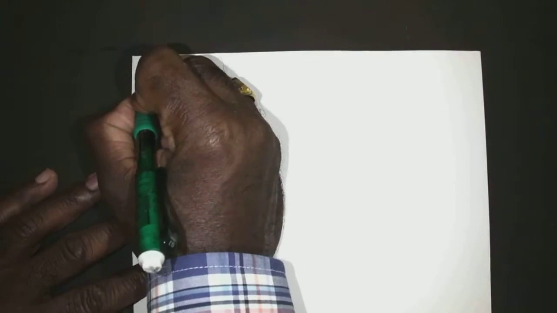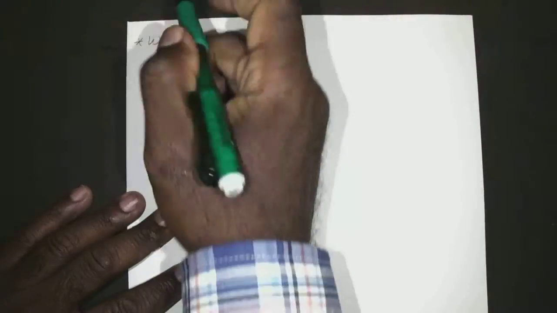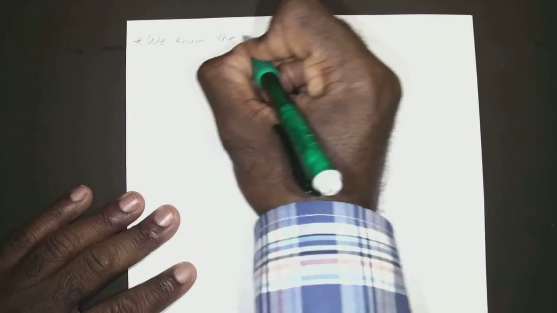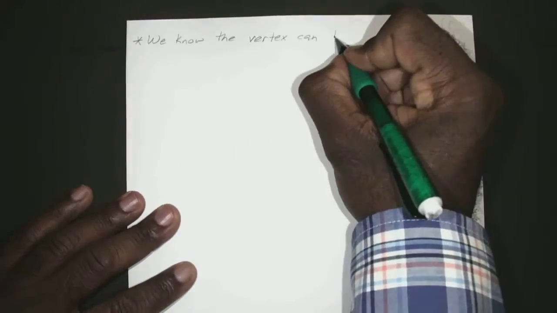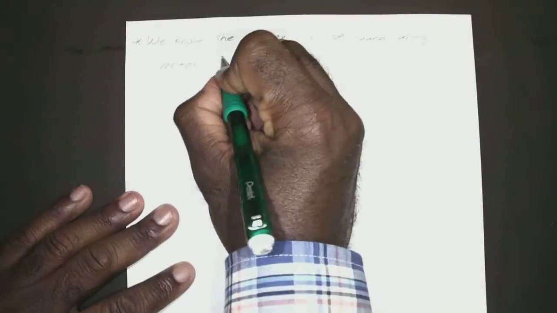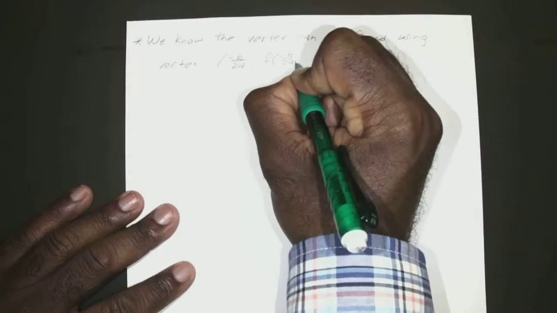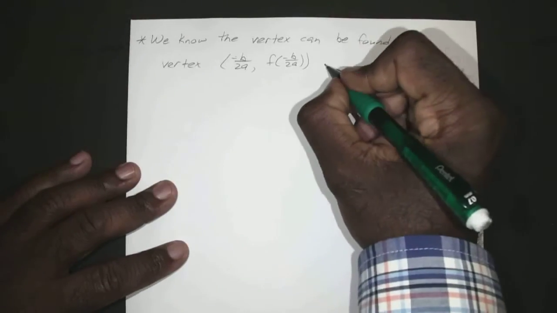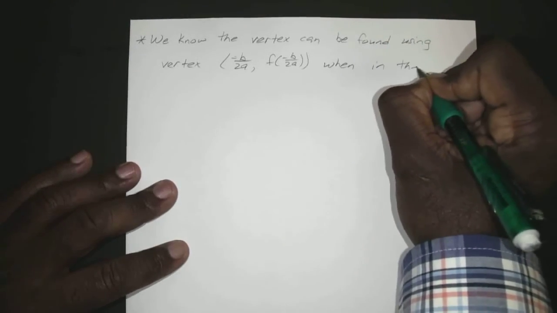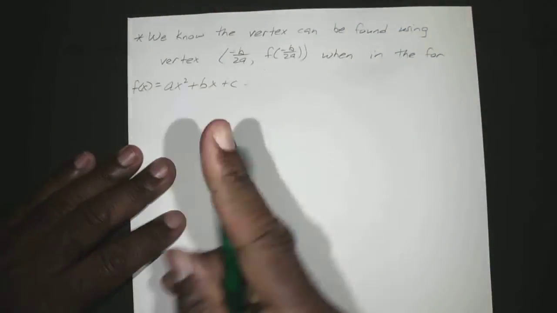Okay, so just from that previous discussion, let's say we know the vertex can be found using, remember, your x is negative b over 2a, and your y value is f of negative b over 2a. Just plugging it in. But that's only when it's in the form ax squared plus bx plus c. F of x equals that.